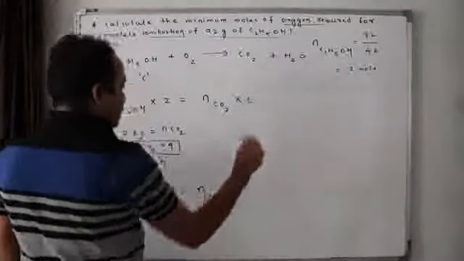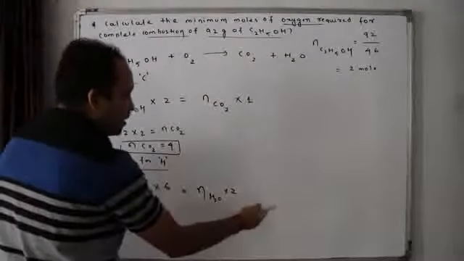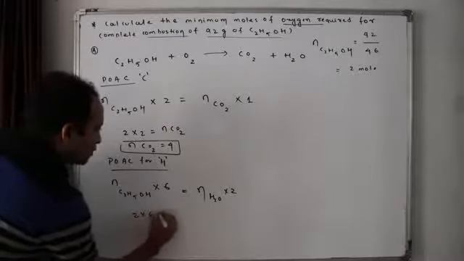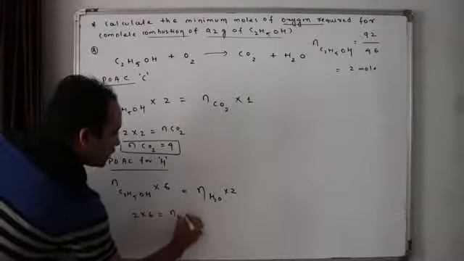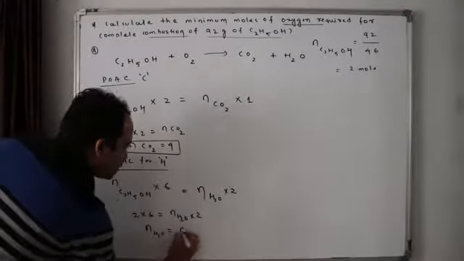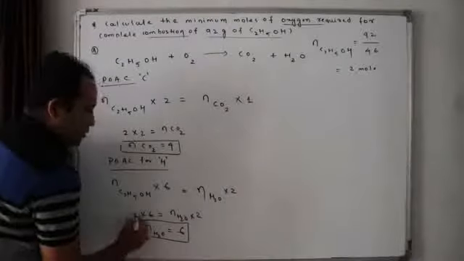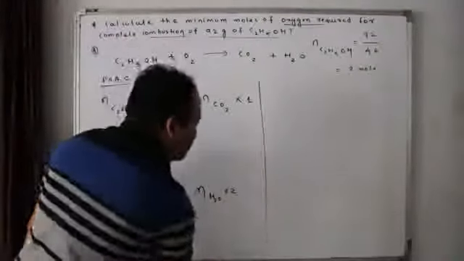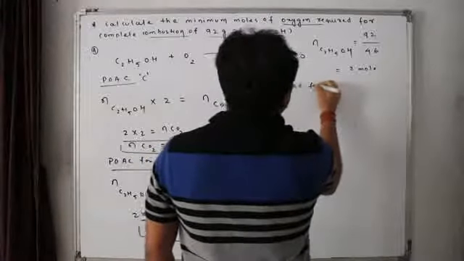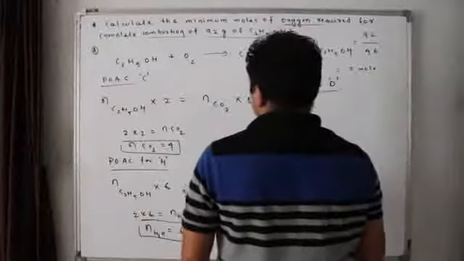Why 2? Because hydrogen exists 2 times. So the total number of hydrogen on this side is equal to the number of hydrogen on this side. This is 2, given. 2 into 6 is equal to N of H2O into 2. Number of moles of H2O is equal to 6. Now our question is the number of moles of oxygen. So POSC for oxygen.